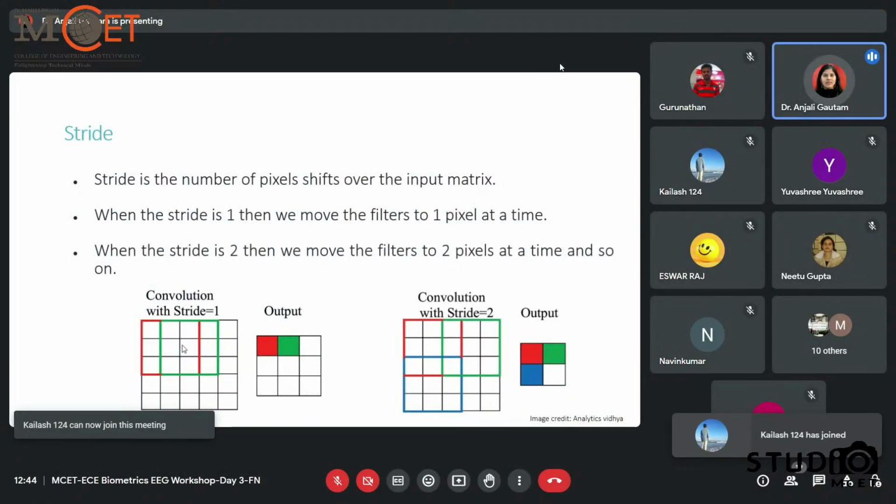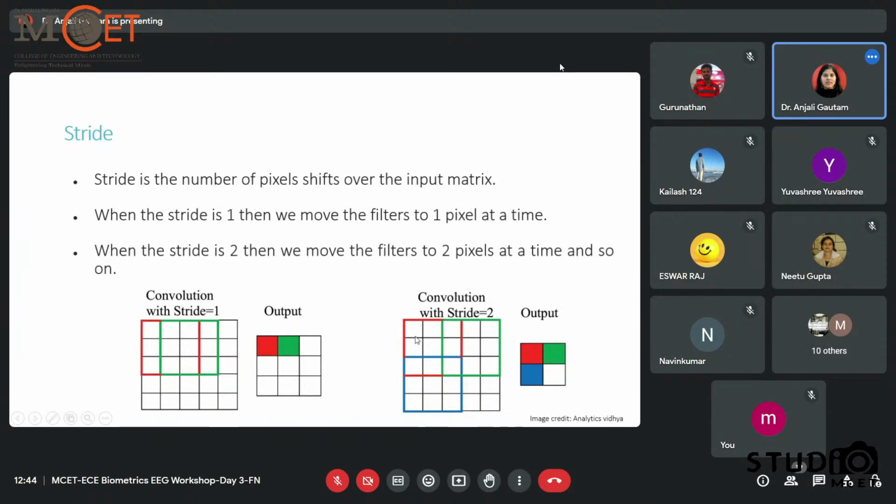Like here, 2 pixels: when stride is 2, this green line has come here, just between column 2 and column 3, 2 pixels after that. So this is the convolution with stride equal to 2. Like this also we can perform the convolution operation.